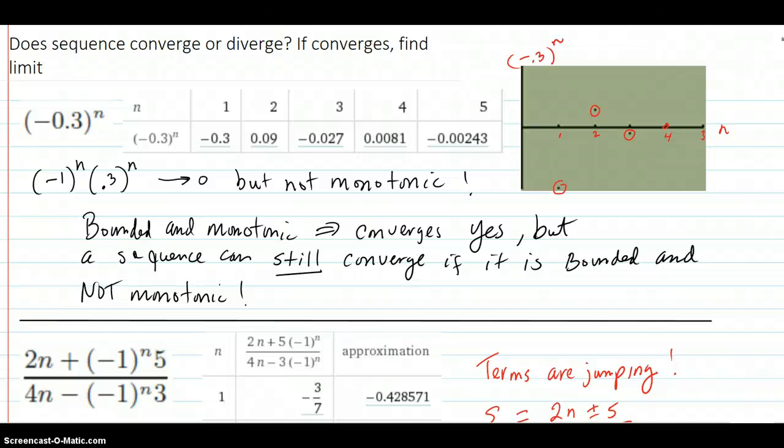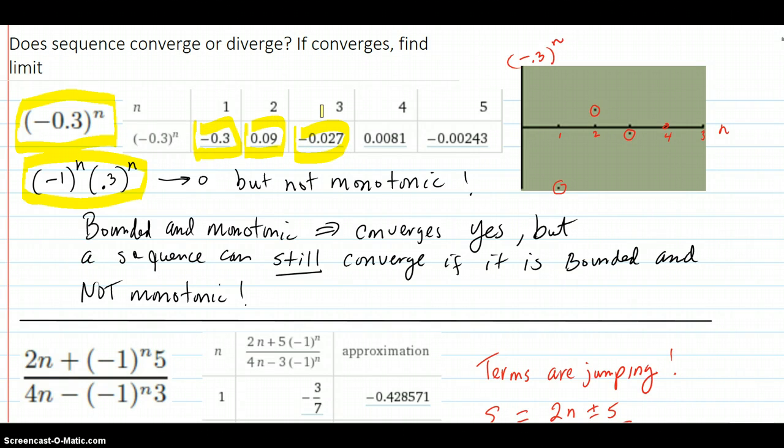In these problems, they ask us to decide if a sequence is convergent or divergent, and if it's convergent, find the limit. So we have negative 0.3 to the n, which can also be written like this. And so we evaluate a few terms. I put this into Wolfram Alpha, and we see some alternating behavior between plus and minus, as we expect, because we have our -1 toggle.